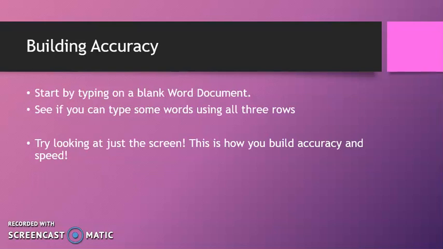At this time, I would tell students to open either up a blank Word document or a blank Notepad file and start typing using all 3 rows. Remember, just try looking at the screen. It's how you build accuracy and speed. And again, it's okay to look at the keyboard at first, but as you go along, you should start transitioning to viewing just the screen only.